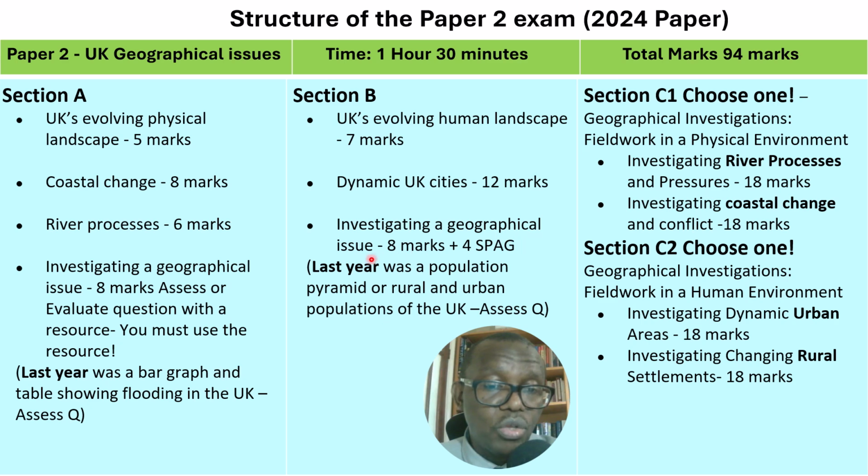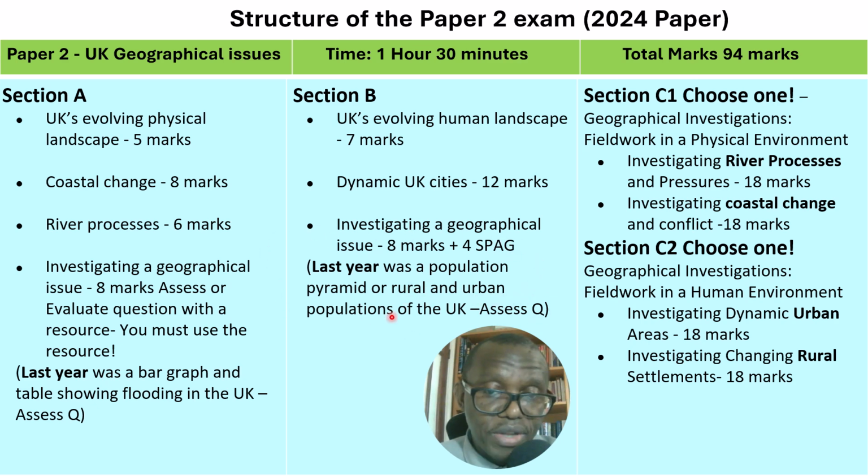Then going back now to section B, investigating a geographical issue will be the 8-mark question here, and this one is likely to have the 4 marks for SPAG. Now in last year's paper, it was a population pyramid. Sorry, it was a population pyramid that was showing rural and urban populations of the UK. I remember now, and that was an assessed question.